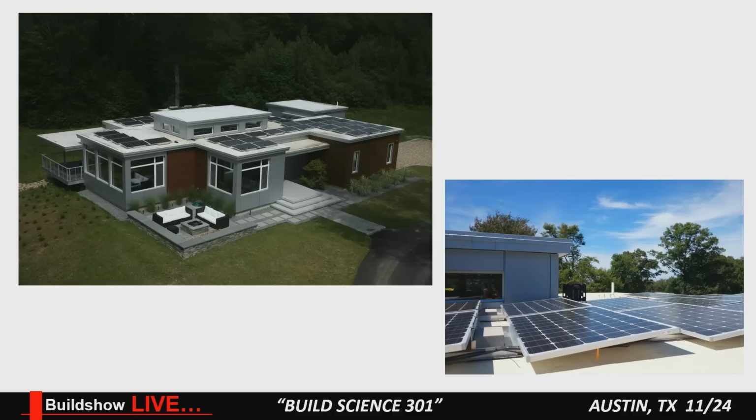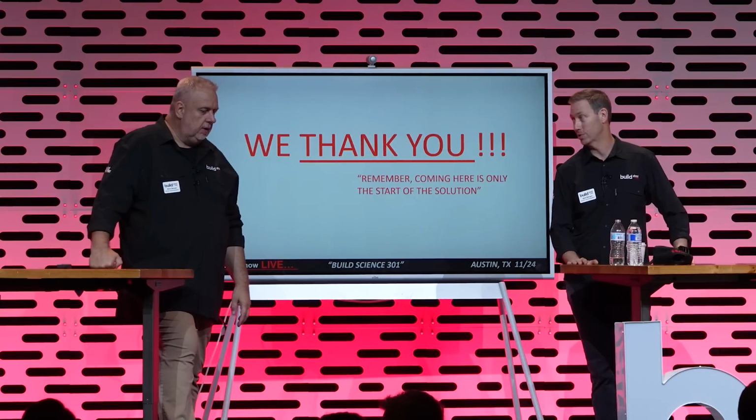Another house that we did, in this case here, even though it was a flat roof, we still put low sloping solar on, turned the house into zero energy, and the end. That is Building Science 301.